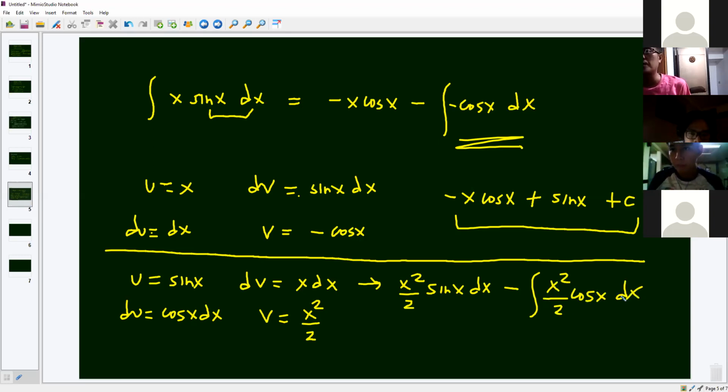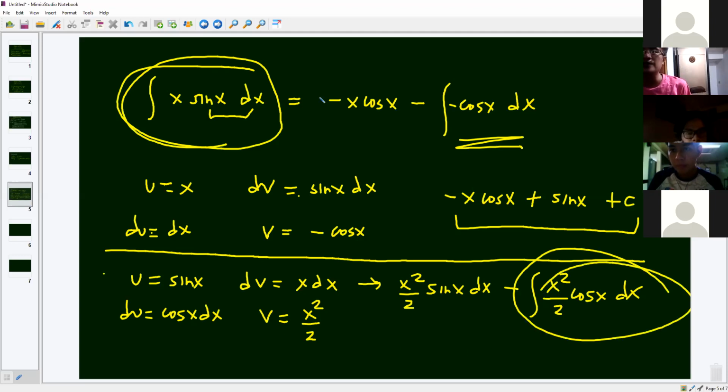Now look, ang sabi ko nga, ang goal natin, ito maging simple. Pero kung ito yung ginawa mong representation, look at this. Do you think this is simpler than that? Do you think na mas simple ba ito kaysa doon? Hindi, right? So meaning, mali yung pag-represent. So mali yung u mo, mali yung dv mo. You try others. Okay ba yun?